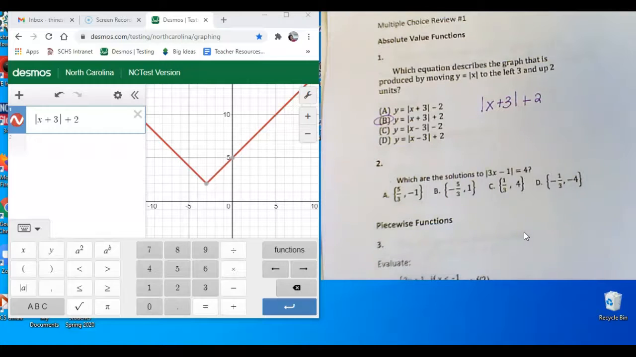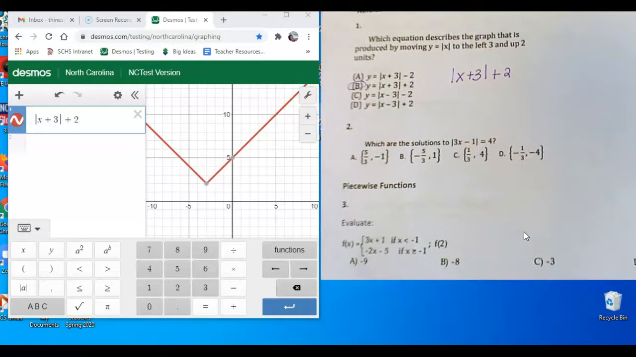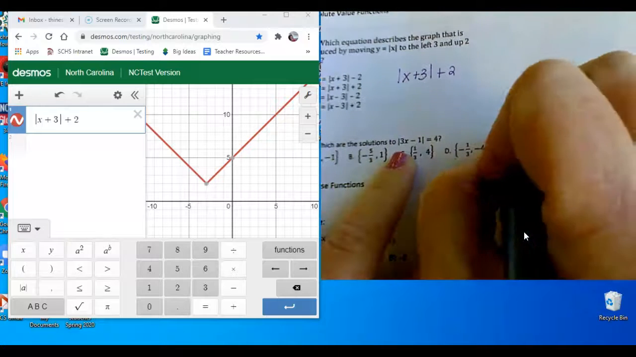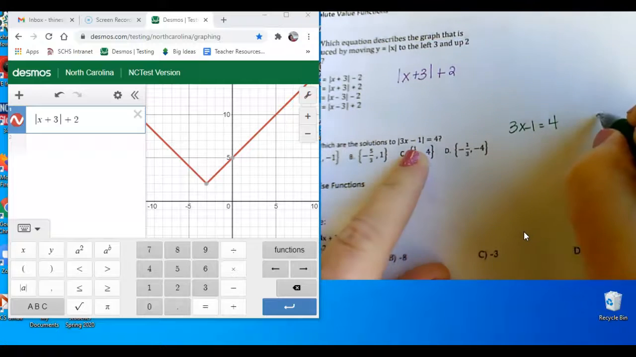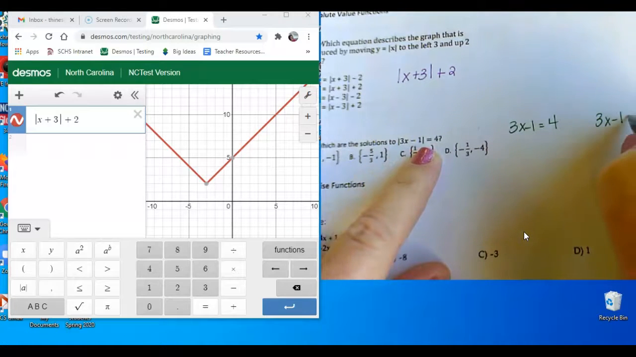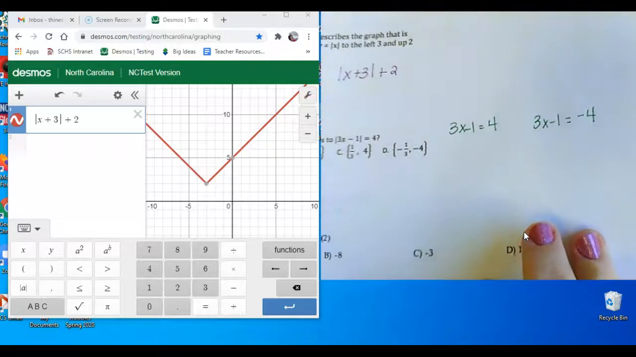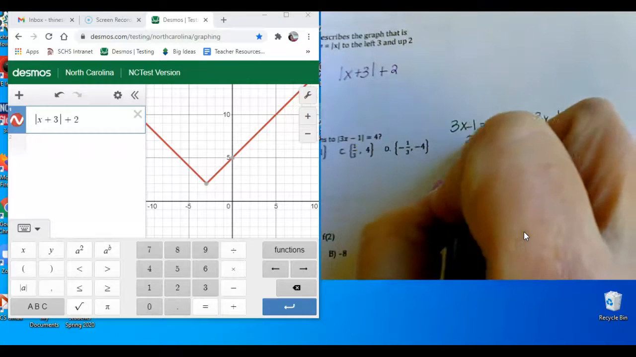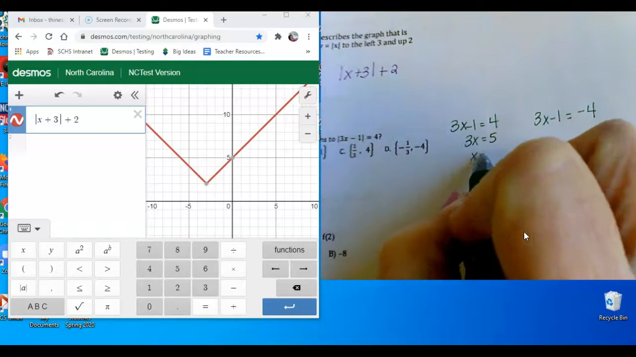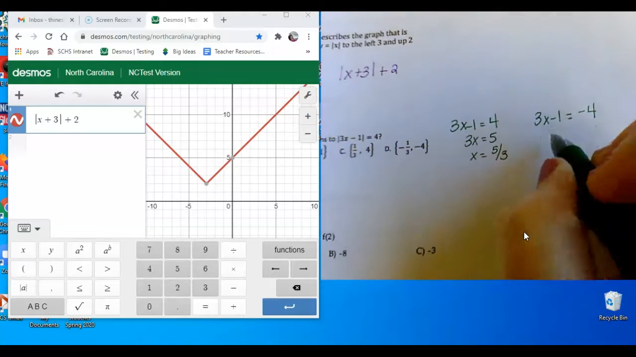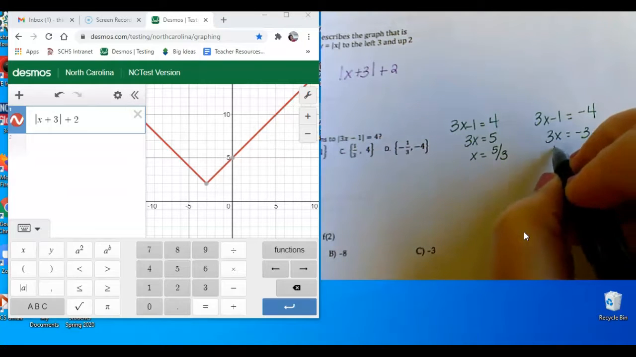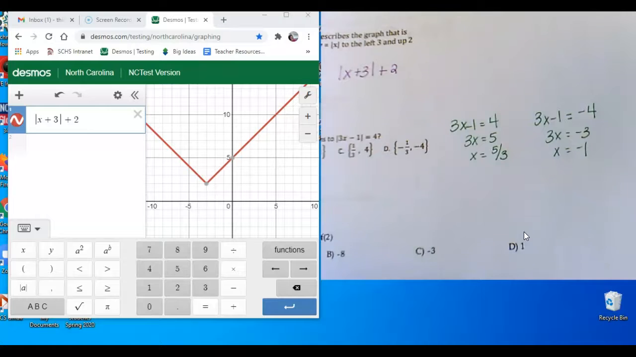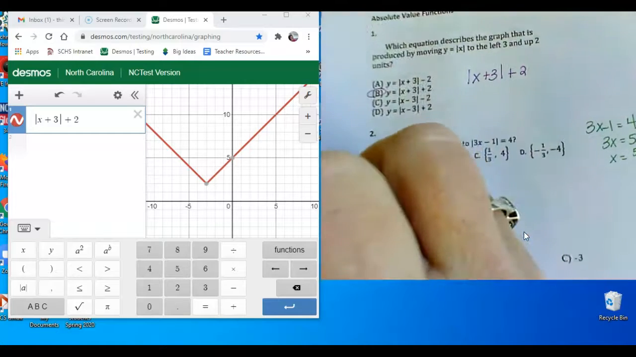Number 2, what are the solutions to that equation? The way to solve it algebraically is to take the equation, get rid of the absolute value signs, and write it exactly the way that it's written. The other way is to write it without the absolute value signs and then change the sign there and then solve the two equations. We're going to add 1 on both sides, divide by 3. Same thing here, add 1 on both sides, divide by 3. And so our two answers should be -1 and 5/3, which is A.